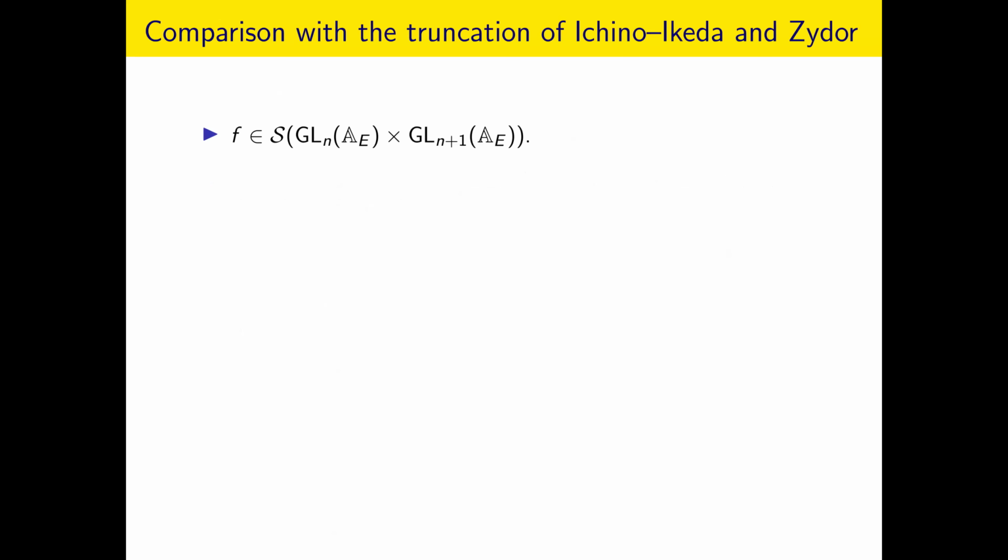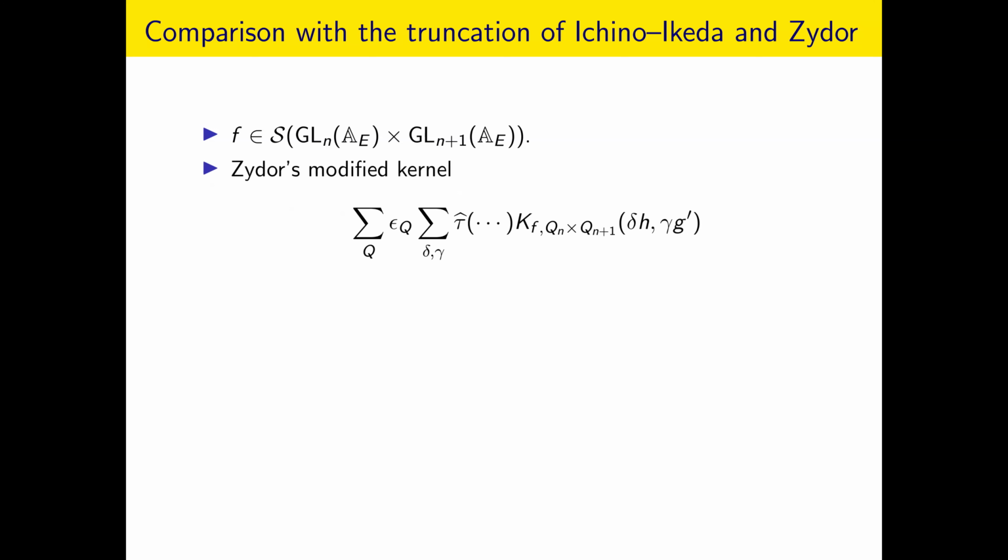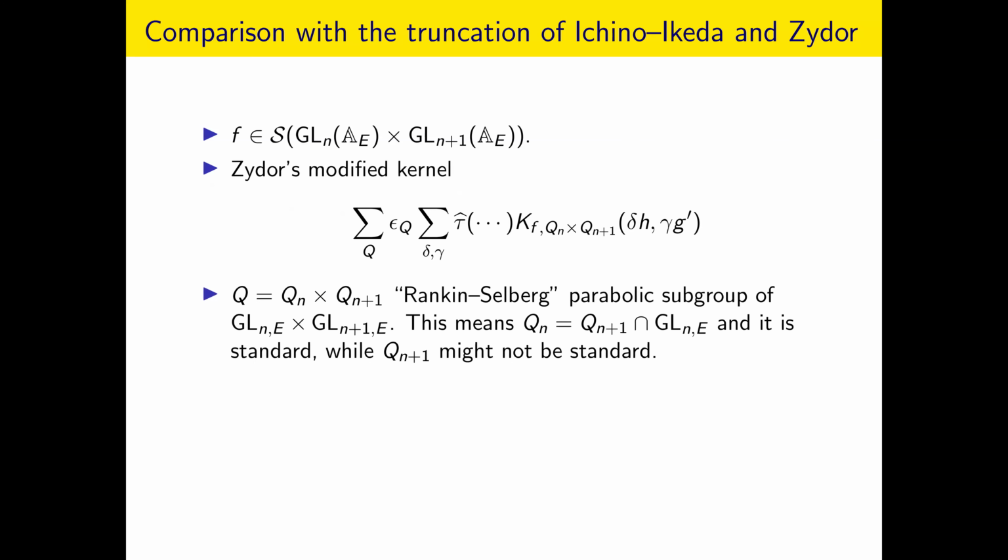Now, if we get back and make a comparison to the work of Zydor on the formulation of the modified kernel, his modified kernel is again just like this. You have something on GLN cross GLN plus 1, and it's an alternating sum, and he's using the so-called Rankin-Selberg parabolics. And what are they? His parabolics are Qn cross Qn plus 1, which is a parabolic subgroup on GLN, and another parabolic subgroup on GLN plus 1, with the condition that the intersection of the bigger parabolic subgroup with the smaller group is the smaller parabolic subgroup: Qn plus 1 intersect GLN is Qn.